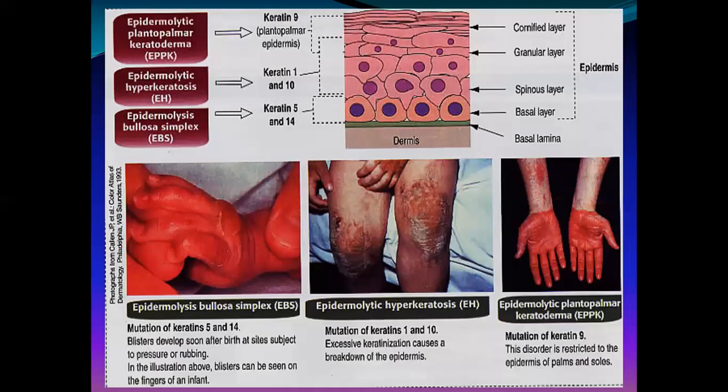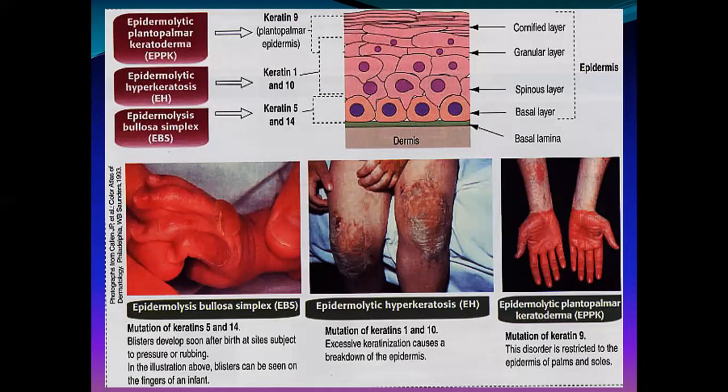So you can see now the various types, epidermolysis bullosa simplex, epidermolytic hyperkeratosis. You don't need to memorize all these names.